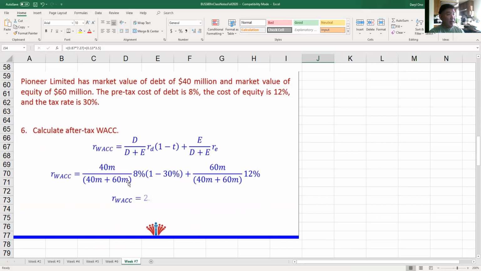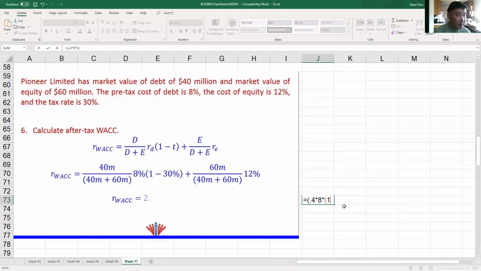Okay, and then right here, it looks like the number got cut off. So what should this one be? This is going to be 40%, so this is equal to 0.4 times 8%, and then times 1 minus the tax rate.